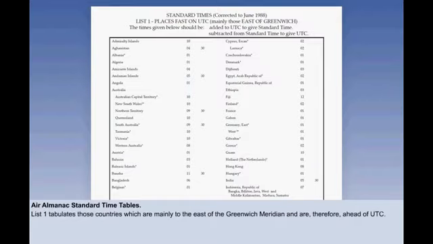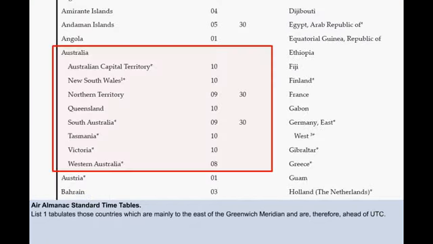The Air Almanac contains 3 lists of countries showing their standard times. List 1 tabulates those countries which are mainly to the east of the Greenwich meridian, and are therefore ahead of UTC. The figures shown should be added to UTC to give standard time, and subtracted from standard time to give UTC. This applies to the other tables also. Some large countries are divided into areas having different standard times. For example, Australia.